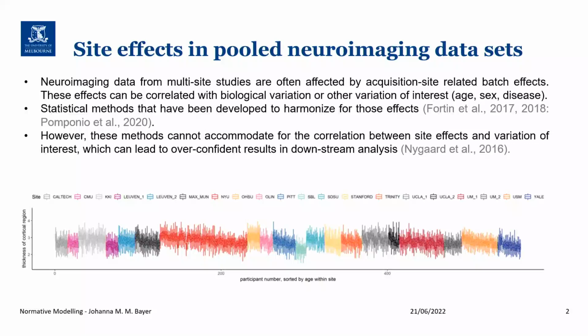I've plotted here some site effects from the ABIDE dataset. I took FreeSurfer data of 35 ROIs, and each of these box plots here is basically one individual and these 35 ROIs. I colored them by site, and I grouped them within site by age. This is structural cortical thickness, and you see some decrease in cortical thickness with age, but you also see these shifts between sites. And that's the site effects that I'm talking about.